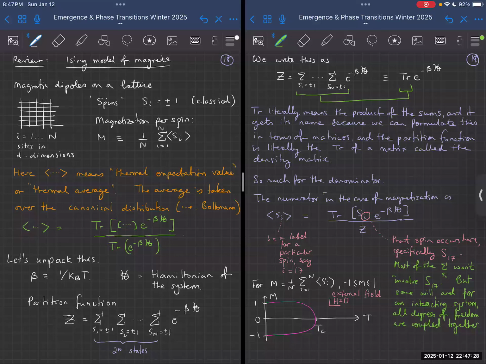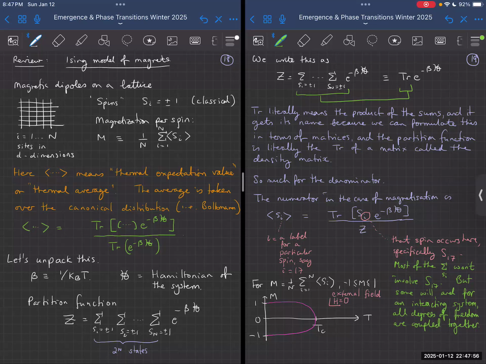Now the thing about this is a trace, this sums over all possible spin values, S1, S2, S3, S17, S18, and also S25 million, right? So most of the sums of the S_i won't involve the variable S17, but some will. And if a system is an interacting system, which is what we're going to be interested in this course, then all degrees of freedom get coupled together.